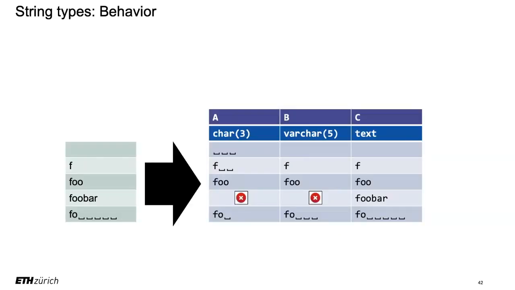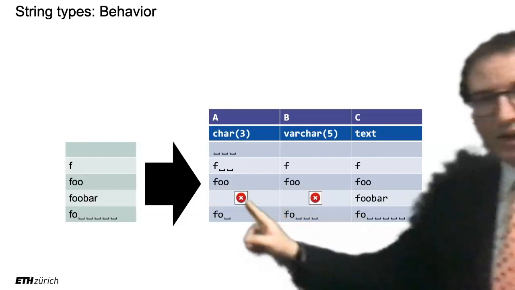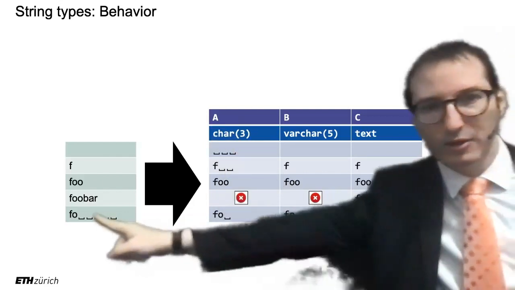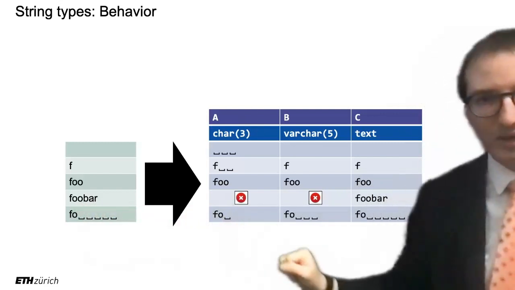Now, I'm also going to give you a few details on the behavior, because what happens if you have exactly 3 characters and you have less? Well, it's going to add spaces. So if you put an empty string in a char(3), you're going to have 3 spaces in there. If you have just 1, it's adding 2 spaces. So that's called padding, right? You pad until 3. You throw an error, of course, if there are more than 3.